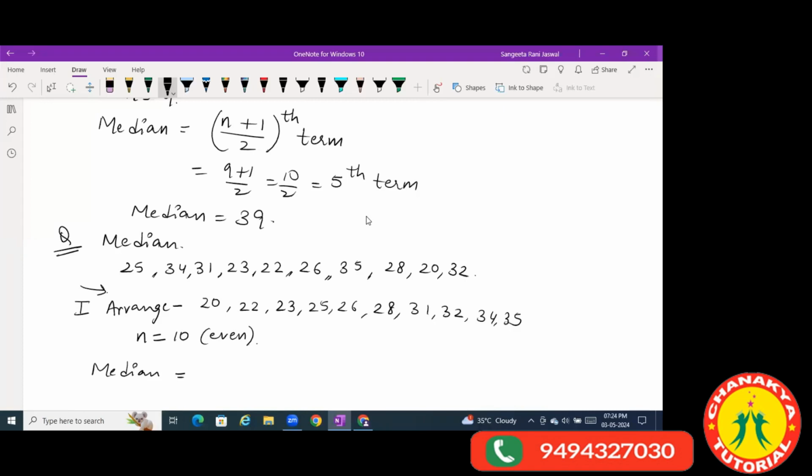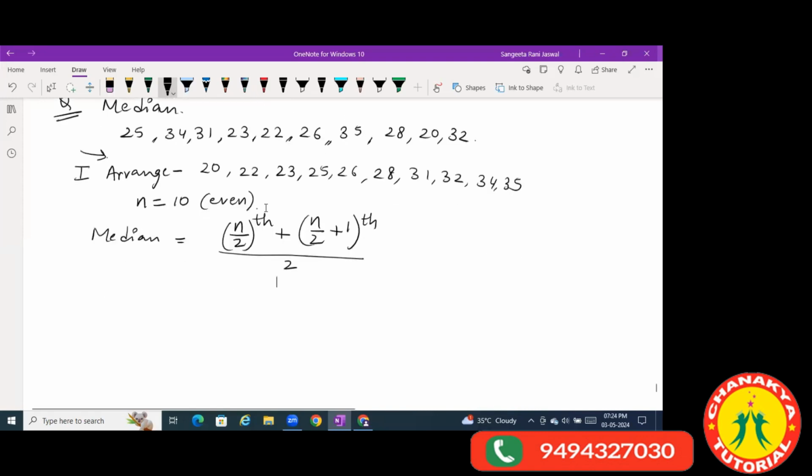I have to find the n by 2 th term first. It will give me the mean of the n by 2 th term and the (n by 2 plus 1) th term, divided by 2. I'll explain how to do this. Now see, n is 10 here. So this gives me n by 2. What is n by 2? 10 by 2, that is 5. So this is the 5th term.